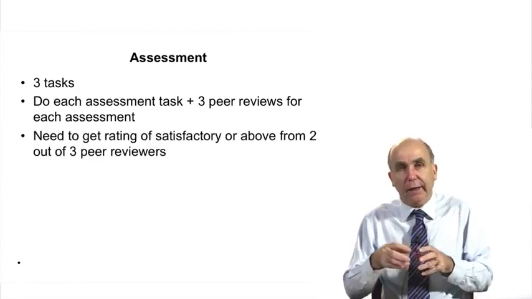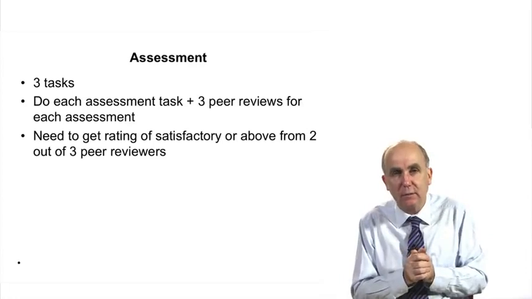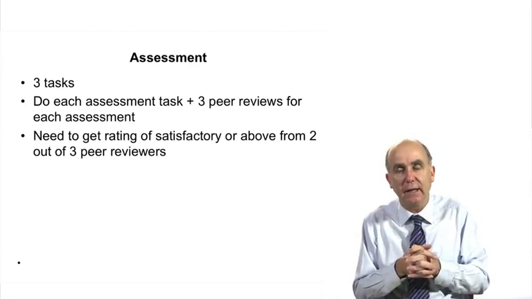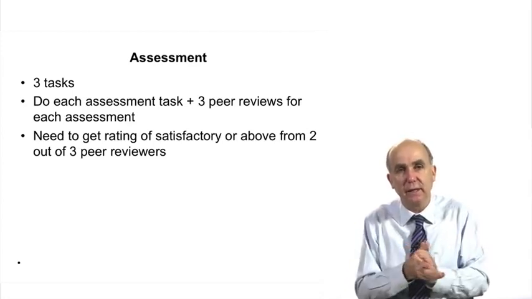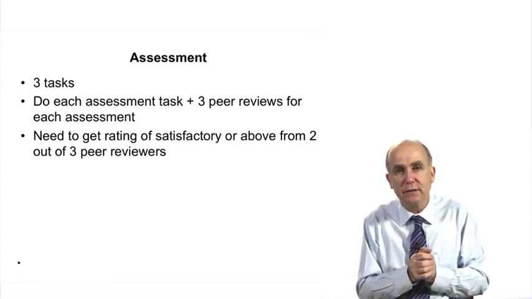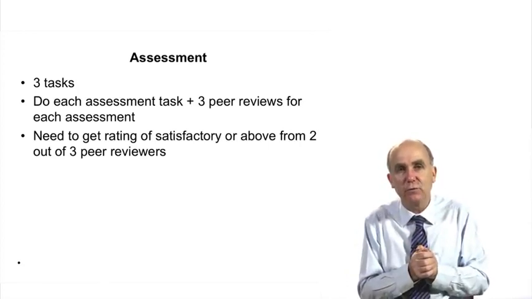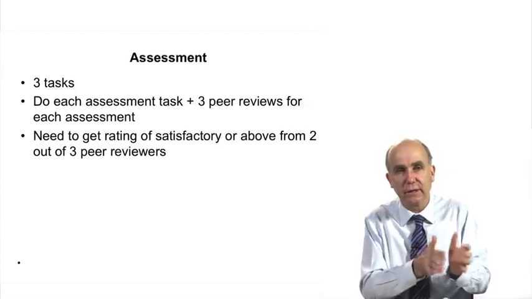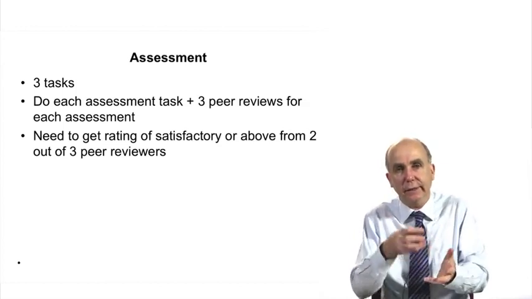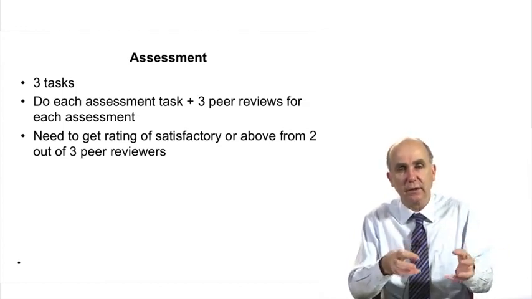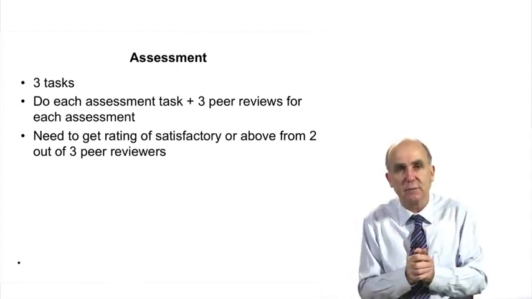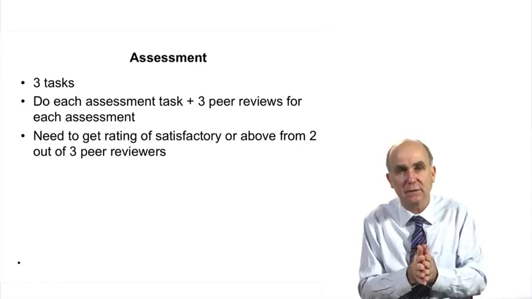The peer review will involve you giving some qualitative or written feedback, but also giving a grade. And the grading scheme is that what you need to get the certificate of completion is a rating of satisfactory or above from 2 of the 3 of your peer reviewers on each of the 3 assessment tasks that you do. So each of your reviewers on each of the tasks will give you a rating, and what you need is for 2 out of 3 of your reviewers on each of the assessments to have given you a rating of satisfactory.